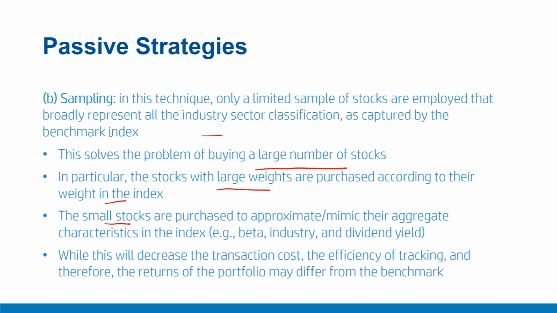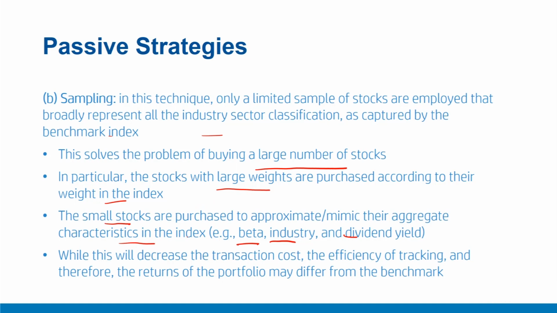Next, we look at the small stocks. Small stocks are not purchased in total. Only a sample of small stocks are purchased with the objective to approximate or mimic the aggregate characteristics. For example, these aggregate characteristics may include the beta, sensitivity to market, sensitivity to industry, dividend yield, or some other similar characteristics like liquidity. So the sample stocks should mimic these aggregate characteristics in the index.